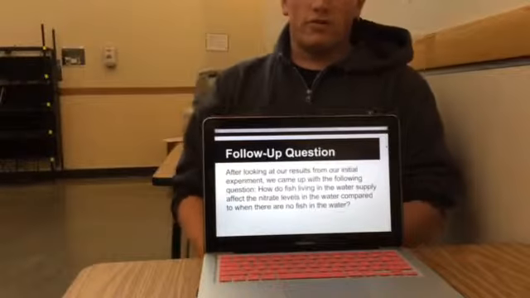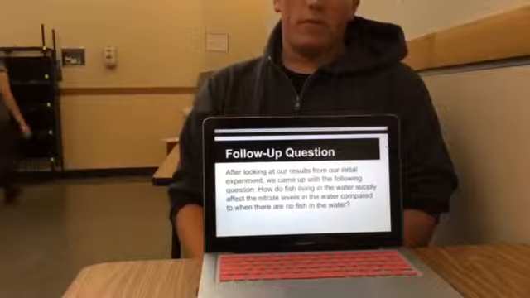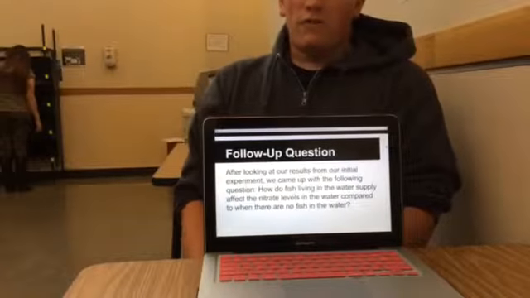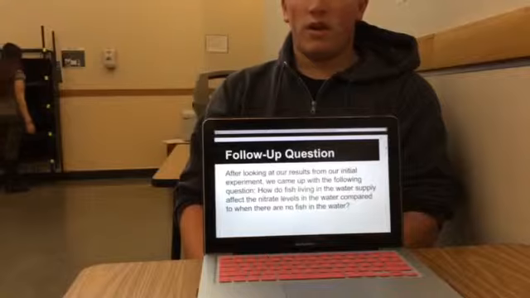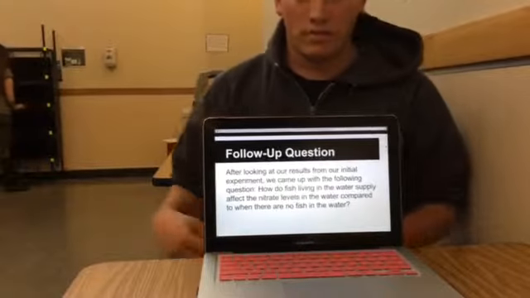So after looking at our results from our initial experiment, we came up with the following question. How does a fish living in the water supply affect the nitrate levels in the water compared to when there are no fish?